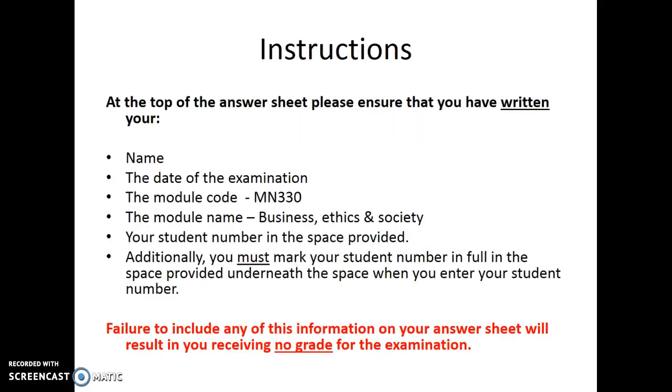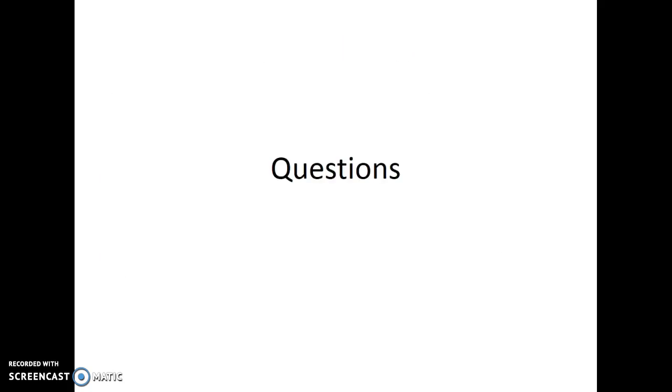And again, if you can get used to using and filling out the full MCQ answer sheet, this will help you to be prepared, there'll be no surprises in the exam and every aspect will be familiar to you. But just to warn you again, failure to include any of this information on your answer sheet and failure to use the MCQ answer sheet and insert it into the pink answer book will result in you receiving no grade for the examination. So the questions, after having read the case.